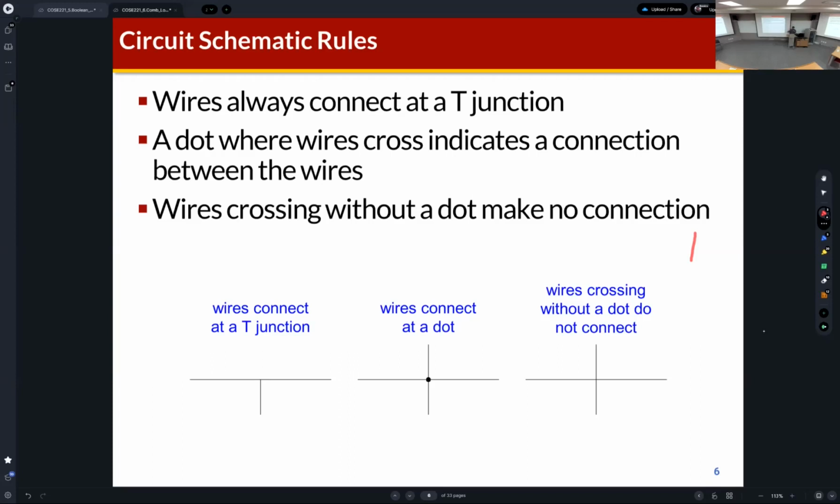So you need to remember also in the T junction, even though we do not use a dot at the crossing point, you need to think that at the T junction, two wires are connected. And if the two wires cross each other, then we need to use a dot to represent that two wires are connected. If we do not use a dot, then these two wires are not connected. Okay, these are important rules for drawing schematics.